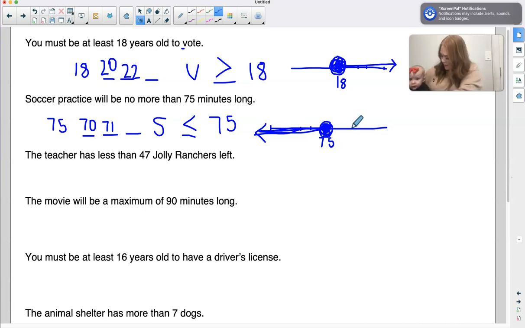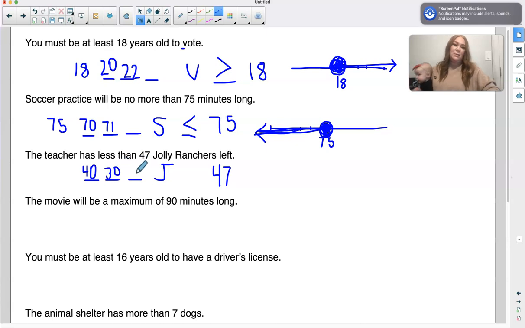Okay, our next one says that the teacher has less than 47 Jolly Ranchers left. So we're talking about Jolly Ranchers. So I'm going to do J for Jolly Ranchers. And we're comparing 47. So we're going to look, and our keyword is less. So we need to come up with things, this one's pretty easy, that are less than 47. So I'm going to say 40 is less than 47. I'm going to say that 30 is less than 47.